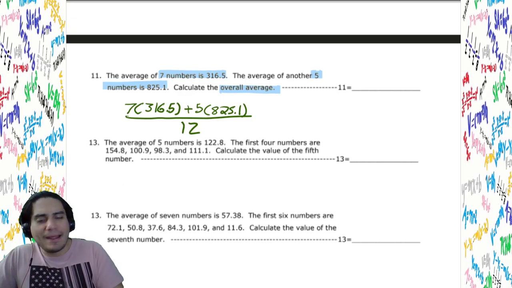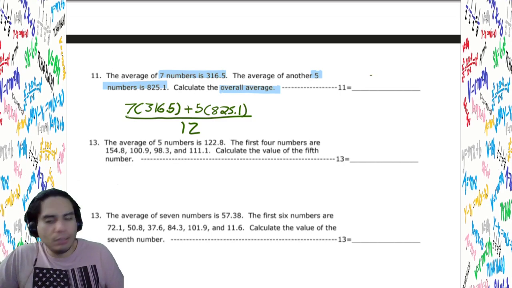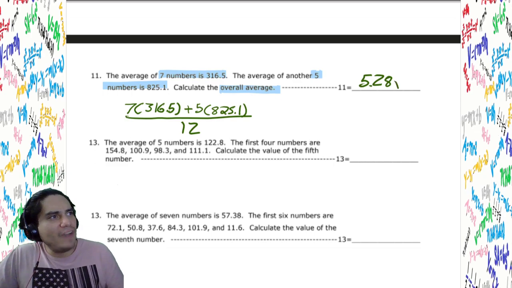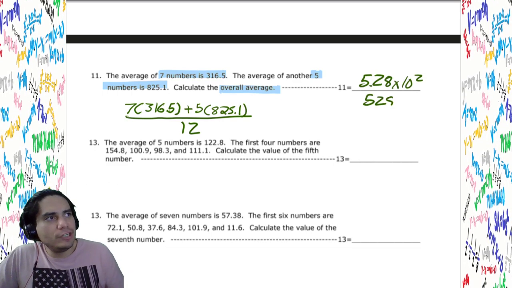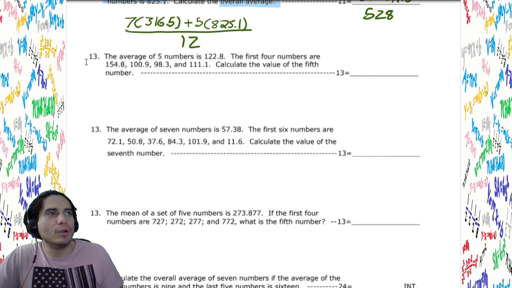5 multiply. We hit plus, we hit 12 divide. And we end up with 5.28 times 10 to the second, or 528, all right? 528, let's keep it going.